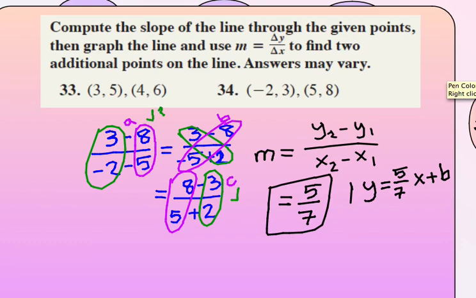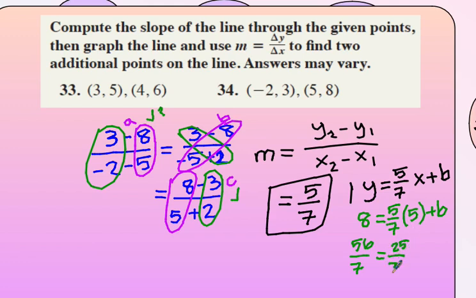Okay, so if we plug in the 5 and 8, my y value is 8. Okay. My x value is 5. I can then go solve for my b. When I do that, we're going to get into sevenths here, so this will be 56 sevenths. This will be 25/7. I can subtract 25/7 from both sides, and b is going to equal 31/7.